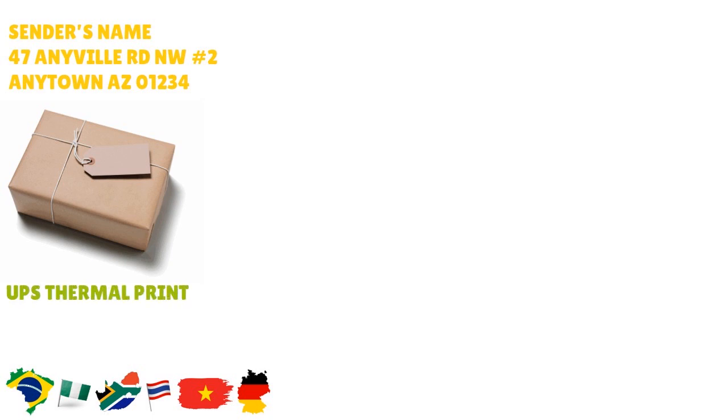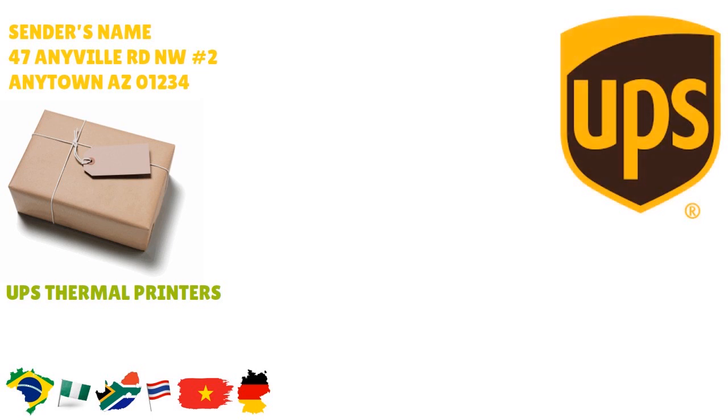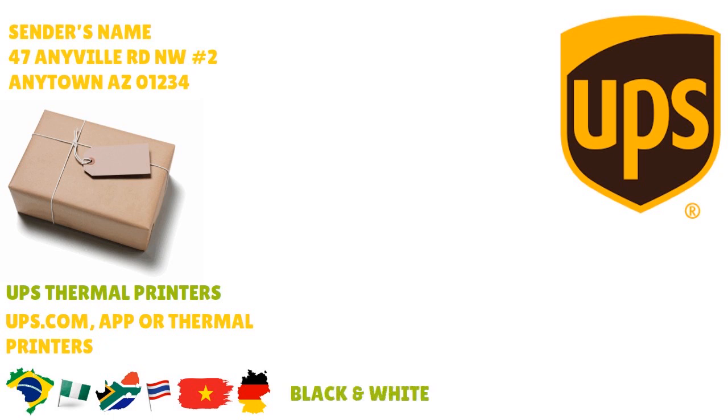I think I spoke about this a little earlier. So when you think about creating a UPS shipping label, it's important to understand that you can print labels from UPS.com, you can print labels from the app, or you can use thermal printers, okay? Now, thermal printers are a type of printer that use heat transfer to print in black and white, but they can only print shipping labels.